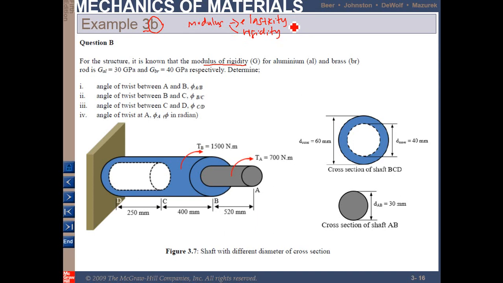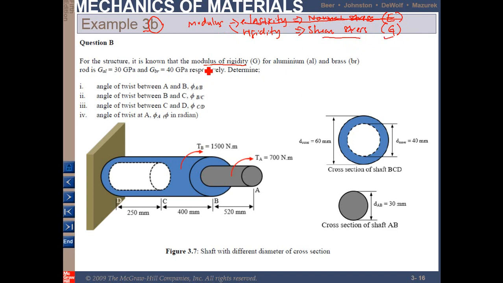So modulus of elasticity is the name used in the case of normal stress, in which that modulus of elasticity is written as E. E is for elastic. And modulus of rigidity is in the case of shear stress, and it is written using this G. But in torsion we don't use E, because the stress is not normal stress, the stress is shear stress, so we use G.